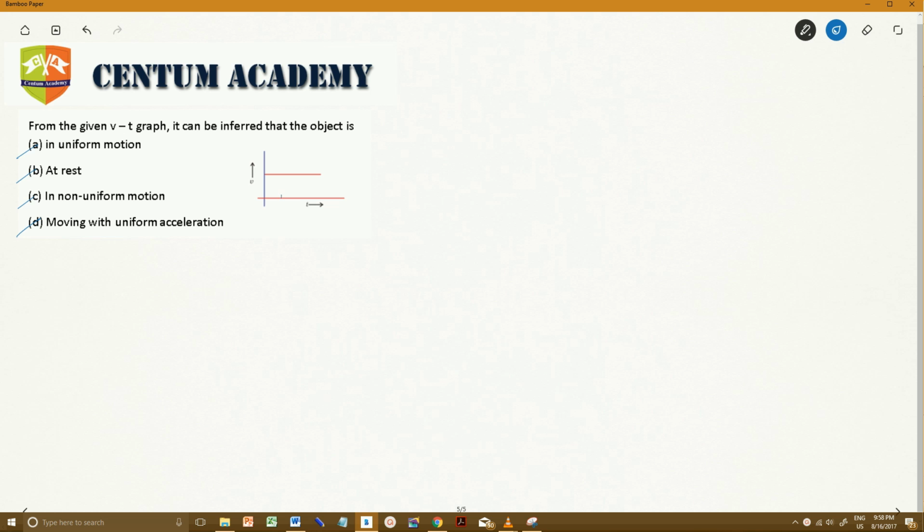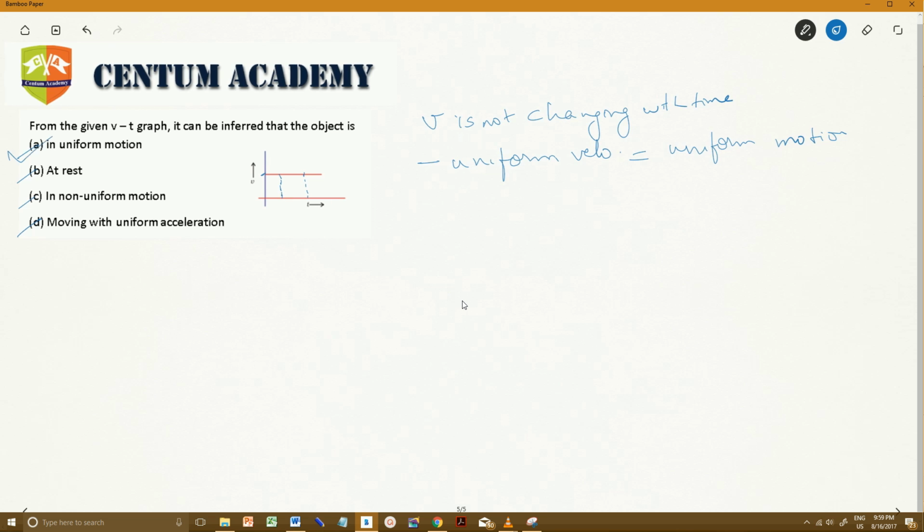So if you see at any given time t, the value of v is not changing. So this is the value of v. Whatever is the value here remains same throughout the time. So hence v is not changing with time. So hence it is a case of uniform velocity. What is that option? So uniform velocity is also called as uniform motion. So option A is correct. Option A is correct. So this is the correct option.